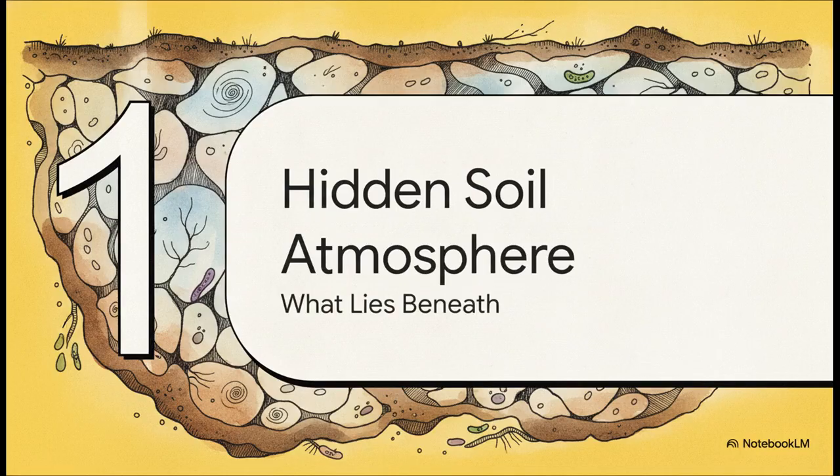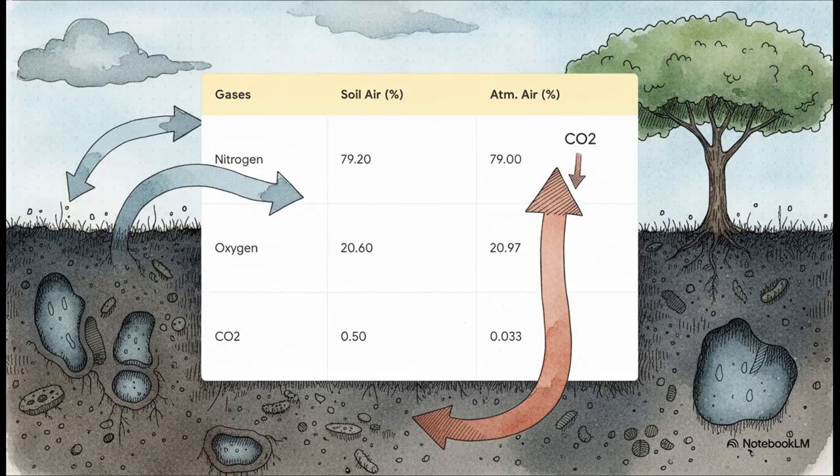Kicking things off with Section 1, the hidden soil atmosphere. What lies beneath? It's easy to think of soil as just a solid block of dirt, right? But it's actually a highly dynamic mixture of solid, liquid, and gas. To really understand soil aeration, we've got to zoom way in. We need to look at the microscopic, continuous pore spaces, those tiny gaps not occupied by solid soil. These pores are filled with water and, crucially for our explainer today, soil air.